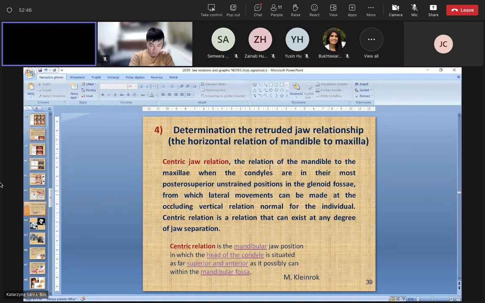Centric jaw relation, this is the relation of the mandible to the maxilla when the condyles are in their most posterior superior and straight position in the glenoid fossa, from which lateral movements can be made at the occluding vertical relation normal for the individual. Centric relation is a relation that can exist at any degree of jaw separation.